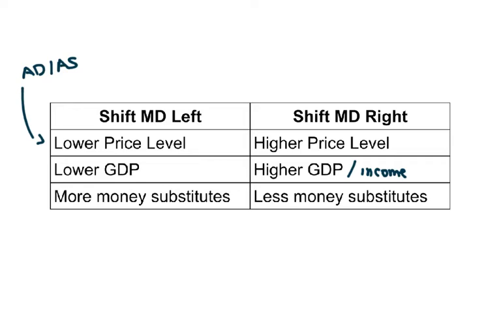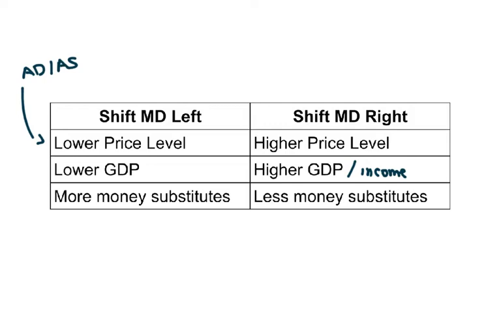Whereas if there's a lower GDP, there are fewer goods available, or less income, people have less money, they're going to hold on to less money because they're going to buy less stuff, as there are fewer goods and services available to them. And so money demand will shift to the left. Money demand is all about how much money a person wants to hold on to.